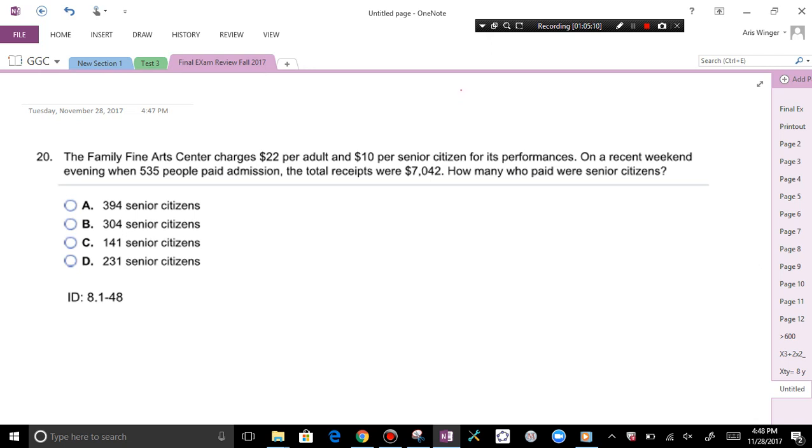How many who paid were senior citizens? And so we'll label X is senior citizens, and Y is going to be adults. Okay. The two things we don't know.